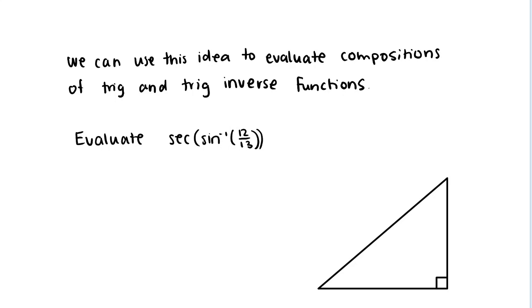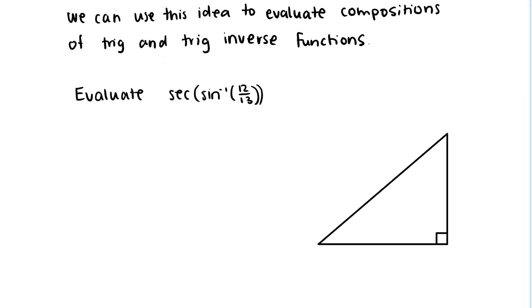And so we can use this idea to evaluate compositions of trig functions and inverse trig functions. So let's say I wanted to evaluate secant of inverse sine of 12 over 13. Right, so our sine function takes in angles and gives back y-coordinates on the unit circle, or opposite over hypotenuse if we're thinking about triangles. And so we can think of inverse sine as reversing that. It's going to take in opposite over hypotenuse sides of a right triangle, and it's going to give back an angle.